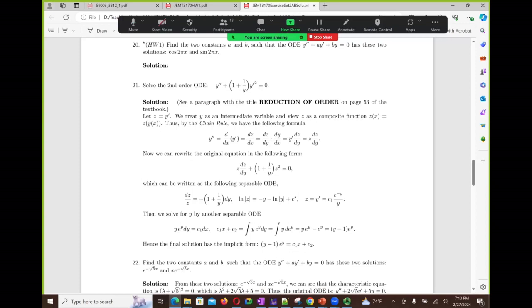Here, you can see in the solution, I let z equals y prime. Then for y double prime, I use the chain rule to represent it in this way. This is the key part. I'll explain. This is the key part, because after z, then we can find a solution.